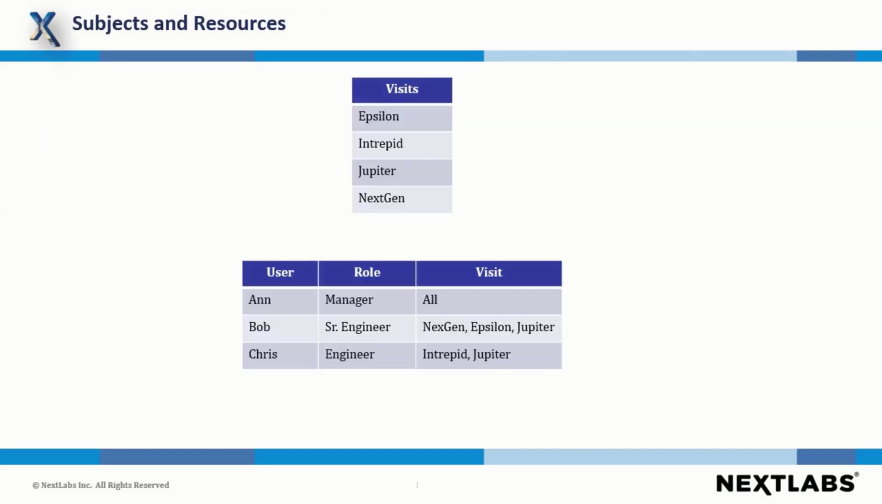Here we see the attributes that will be used for the demonstration. It includes tables showing the names of the different visit teams and another table showing the attributes each user has, including what visit teams they are assigned to. The meetings and chat rooms will be labeled using the name of the visit.